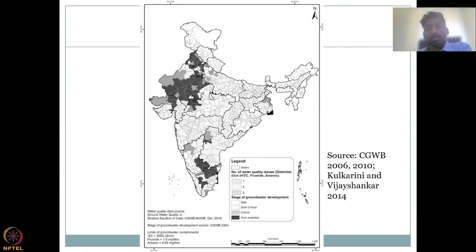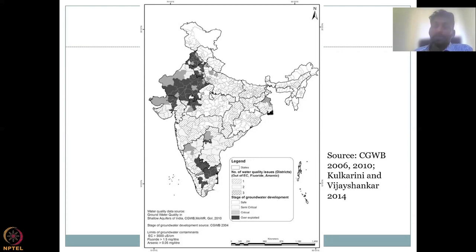And they've mapped that along with the stage of groundwater development and show that the groundwater has been declining in the regions where the groundwater quality is bad. If you look at these regions, already it has two issues. It could be EC, fluoride, or arsenic, any combination. And also the groundwater level is declining, overexploited. So as and when you decline your groundwater level, or you take more and more groundwater without recharging it, your water quality is going to get bad.